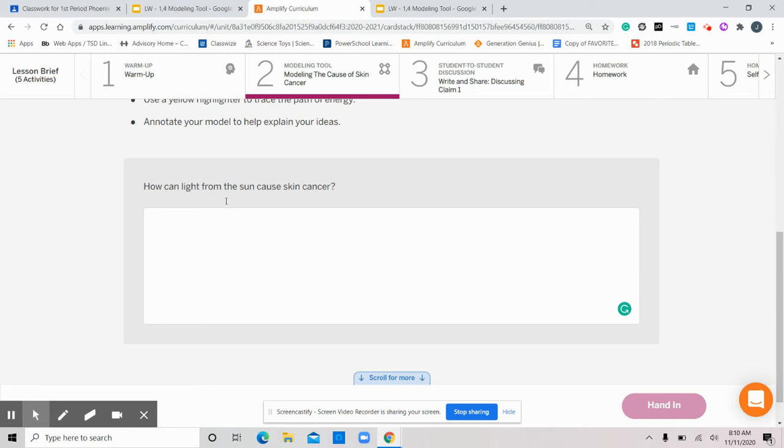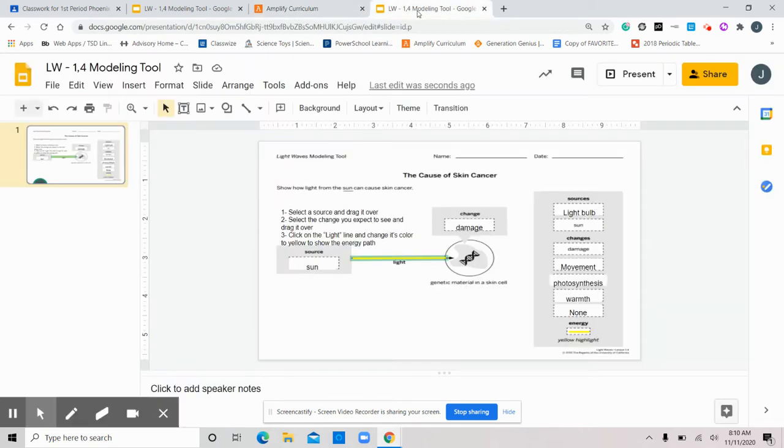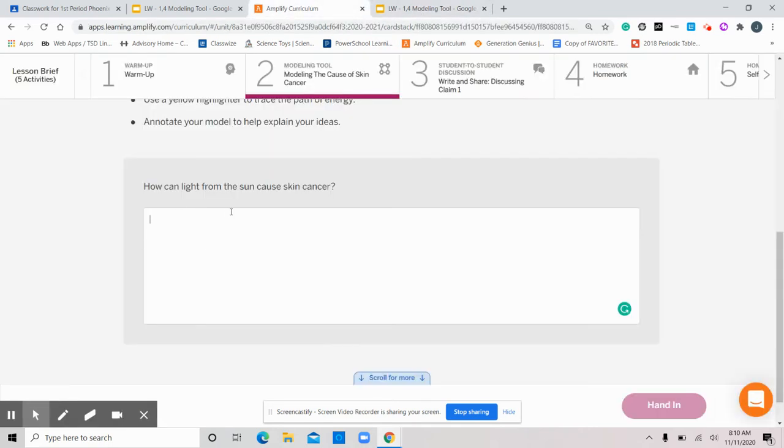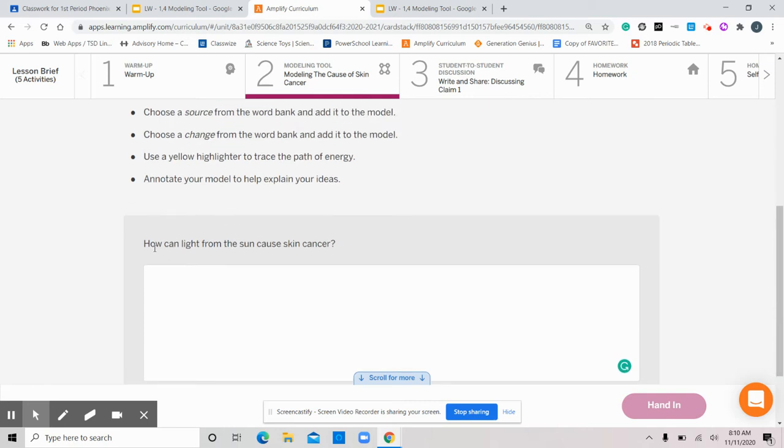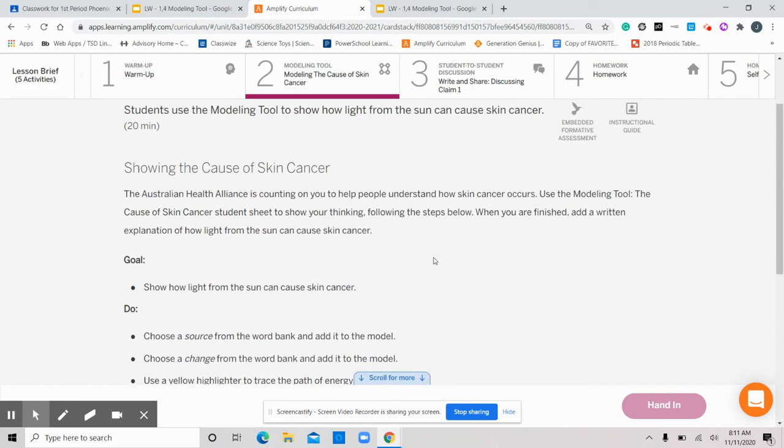So use your model that you just did, right? And here's what you want to do. Answer this question. How can light from the sun cause skin cancer? Let's go ahead and take a moment to pause the video. Make sure that your modeling tool is all up to date and answer this question. So pause the video now, get this done. Woohoo, you did it. At least I'm hoping.